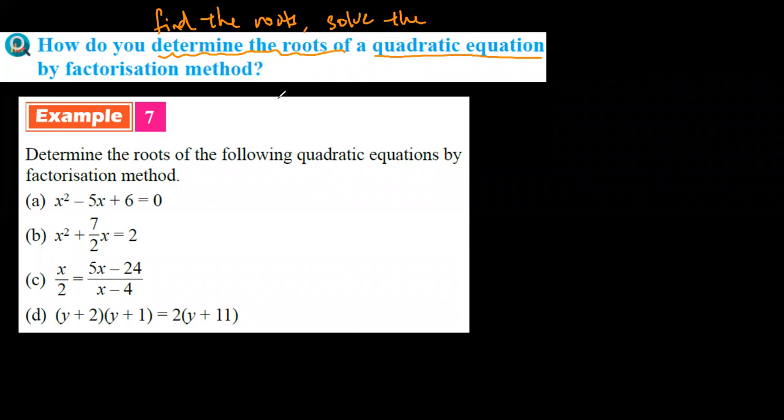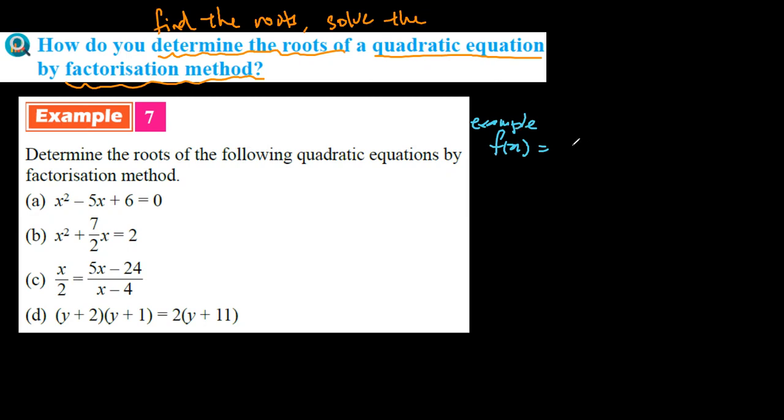The meaning is to find the value of the variable x when it is equal to 0. So factorization method, what does it mean by factorization? Let's say there is a quadratic function. Now we're talking about function first. This one is an example.